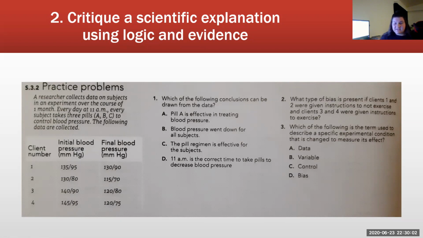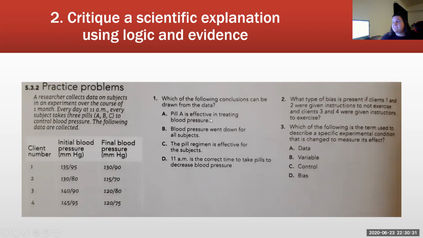Again, I'm just going to give you the answers, and I'm going to explain why. So option B is correct. Blood pressure went down for all subjects. We're looking at 135/95 went down to 130/90. 130/80, 115/70. 140/90 went down to 120/80. 145/95 went down to 120/75. So it's congruent that all of the blood pressure went down for all of these people.